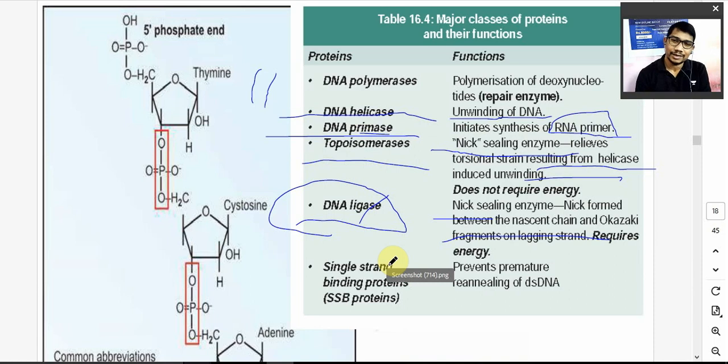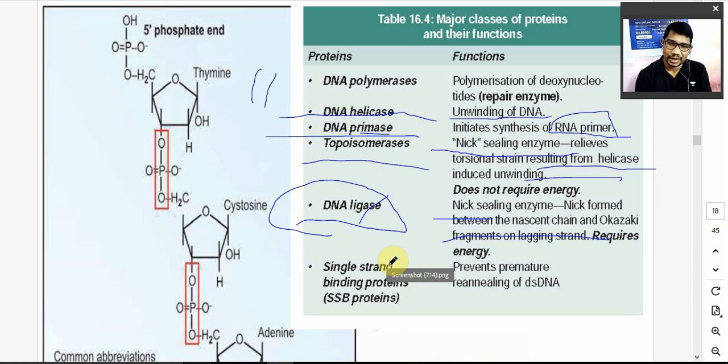On the lagging strand, DNA synthesis is not continuous, it is discontinuous, because on the leading strand, the template has 3 dash to 5 dash orientation, and the new strand is synthesized 5 dash to 3 dash, and that's why replication is continuous in that leading strand. So replication starts from 5 dash end to 3 dash end. DNA is synthesized from 5 dash to 3 dash end.